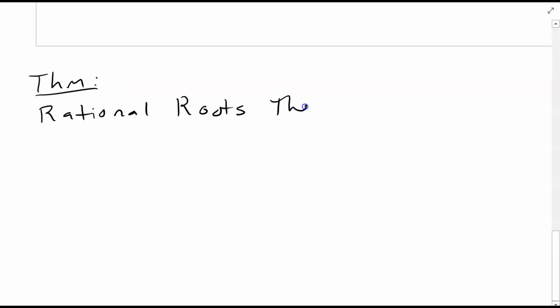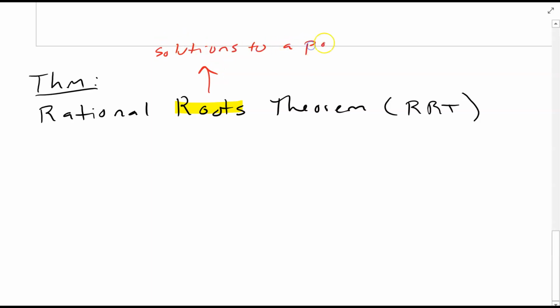So, we're going to start by giving a theorem. This is called the rational roots theorem, which I abbreviate as RRT. When we say root here, what this means is the solutions to a polynomial set equal to 0.